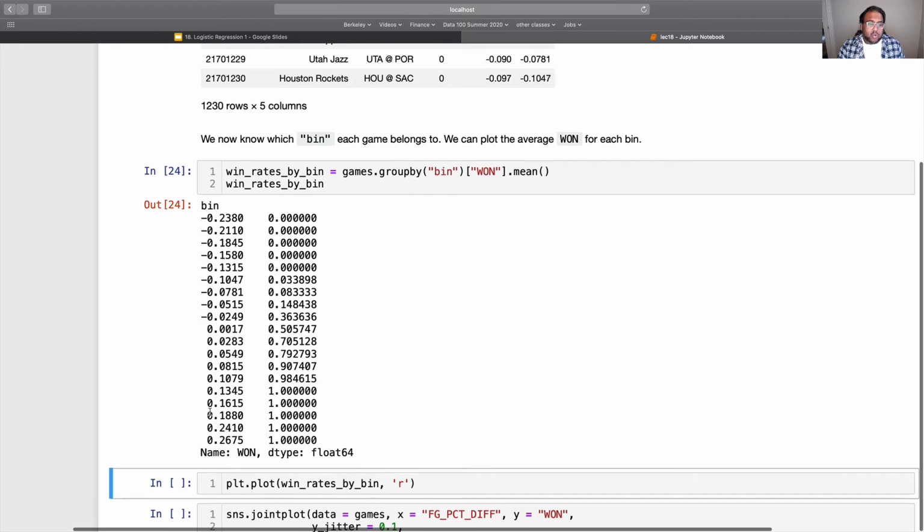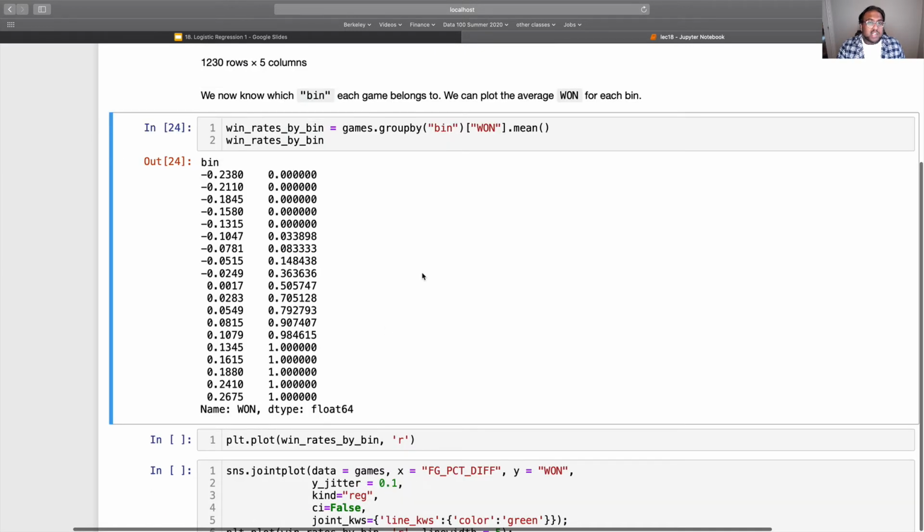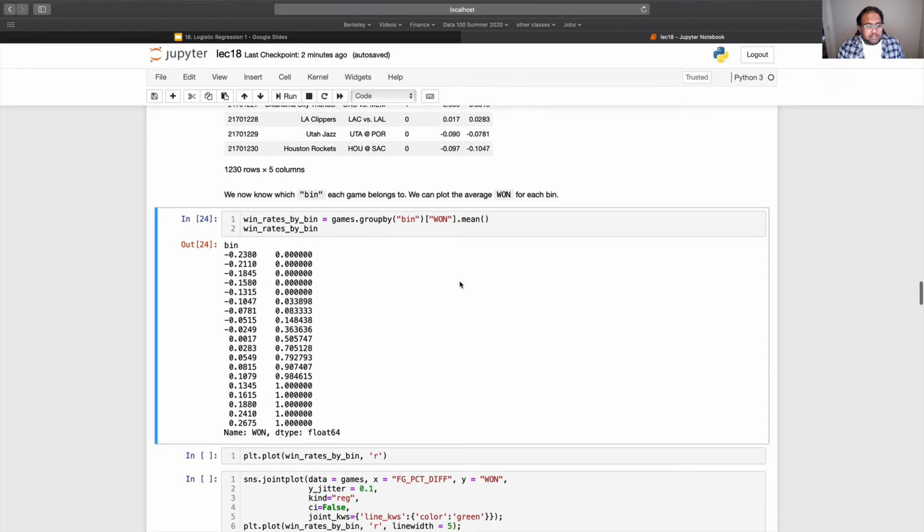The indexes are the 20 bins, and the values are the proportion of observations that fell into this bin that were a 1. So it's the percentage of times a team won when their field goal percentage difference was in this bin. And you can see, as we expected, as the value on the x-axis increases, the number of times you win also increases. What I'm going to now do is plot this relationship, and what we are about to see forms the basis for all of logistic regression. So brace yourselves, this is going to be big.